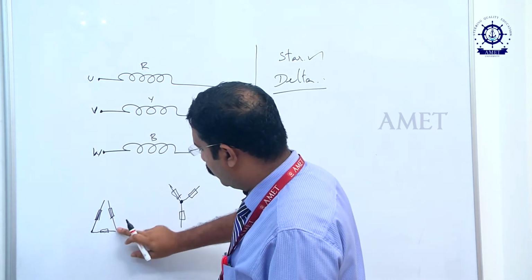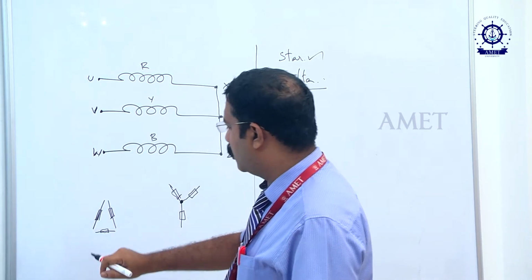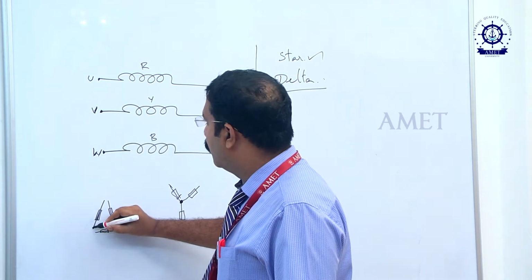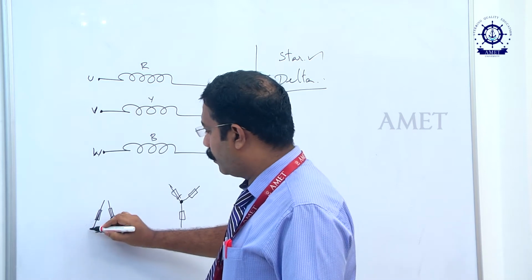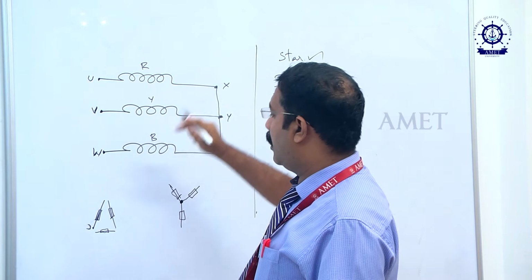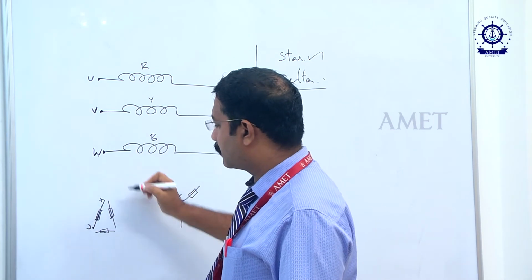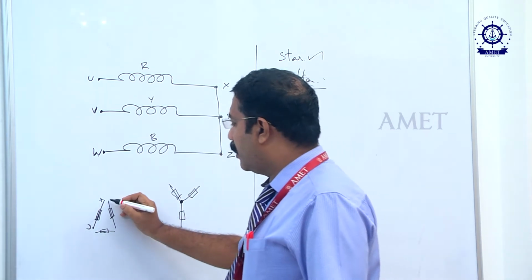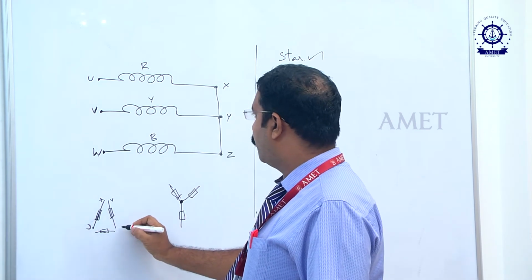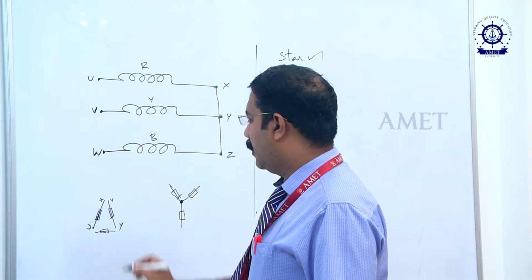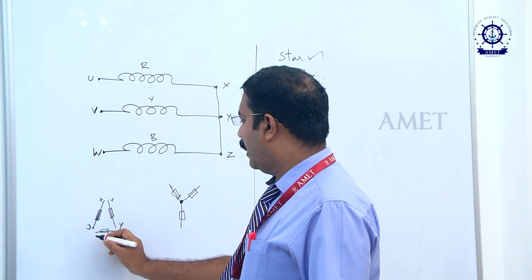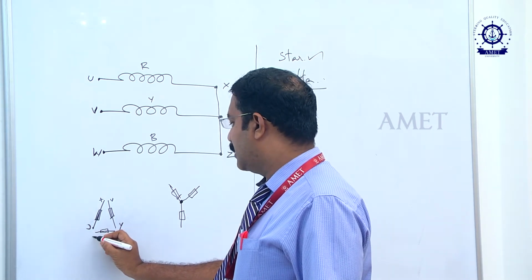I will remove this connection so that it will be easy for us to remember things. The starting point of the first winding is U, the starting point of R phase. The ending point of R phase is X. The starting point of Y phase is V, the ending point of Y phase is Y, the starting point of B phase is W, and the ending point of B phase is Z.